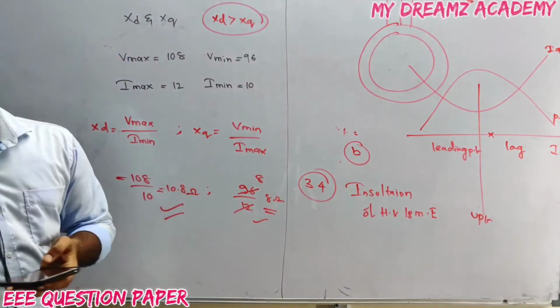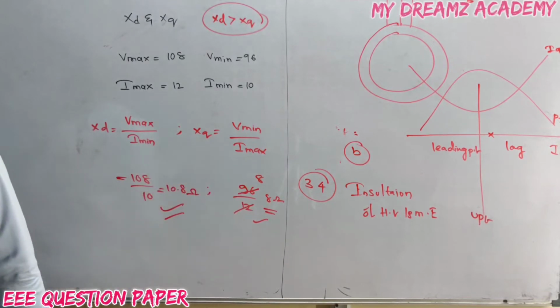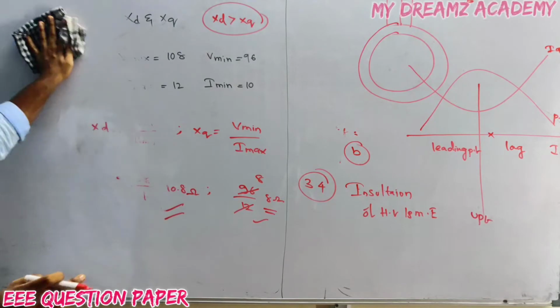Next one, question number, this is the question number 34, and next question number 35.